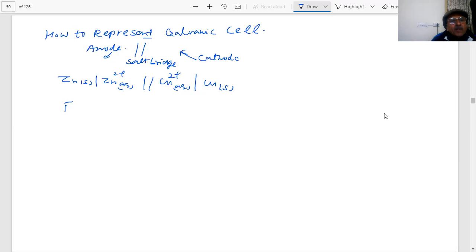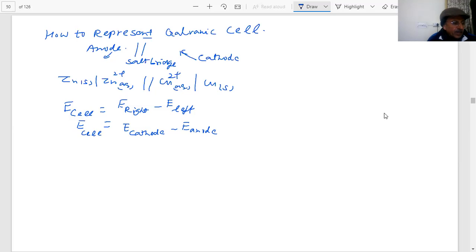And how do we calculate the standard cell potential value, students? What is the E cell? E right minus E left, or E cathode minus E anode. So we know how to calculate these values.